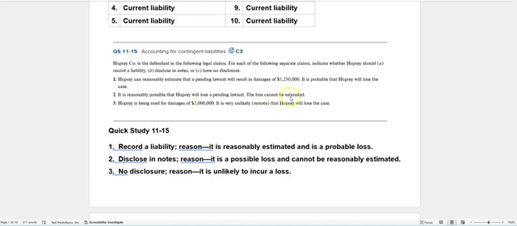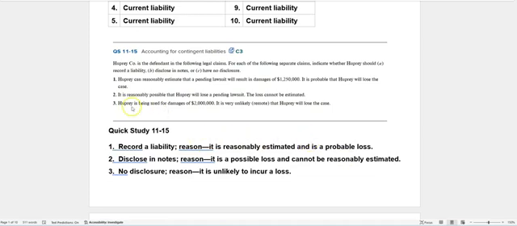Because the loss cannot be estimated, we can't record it into the accounting system, but we still need to disclose it. So we put it into the footnotes that accompany the financial statement. It's possible that we're going to have this loss and have a liability, but because we cannot estimate it, we don't have a dollar amount reported in the balance sheet.